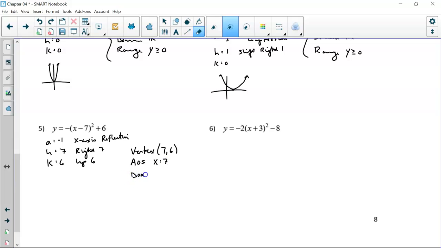Now our domain and range. I like to visualize this. Now I know my vertex is at (7, 6). And because a is negative, it's opening down. Now you can see I'm not being real exact with my graph. I'm just roughly estimating where those points would be. Now our domain remains all real numbers. And our range: all of our values for y are going to be less than or equal to the y-coordinate, 6.